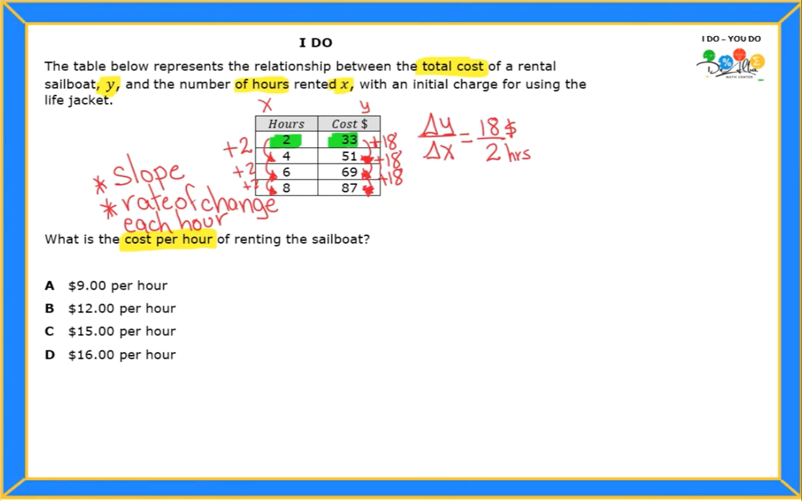And on my rate of change, it doesn't match, because if you go back to the problem, and we did not underline this, there is a what? There is an initial charge for what? For the life jacket. So that means that for the 2 hours, just for the hours, I do pay $18. But there is an initial charge for the life jacket. So let's see if we can use the table to help us find how much you are actually paying for the renting of the life jacket.